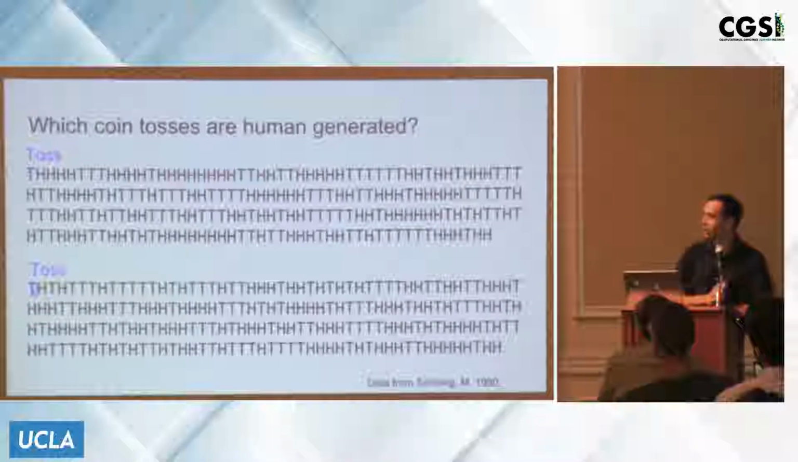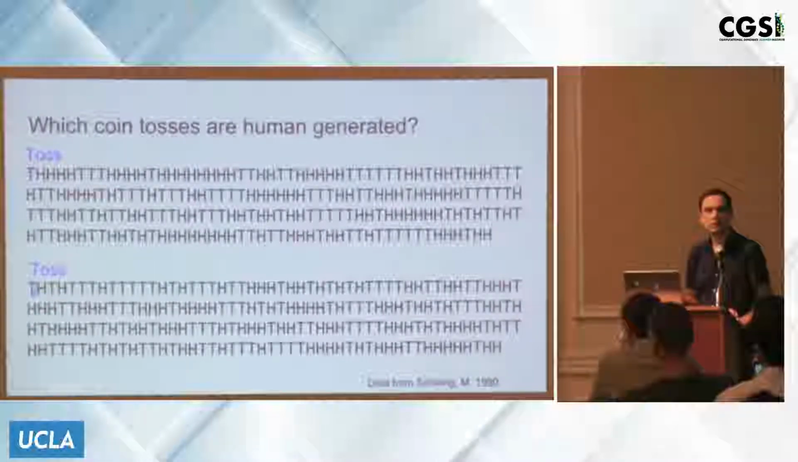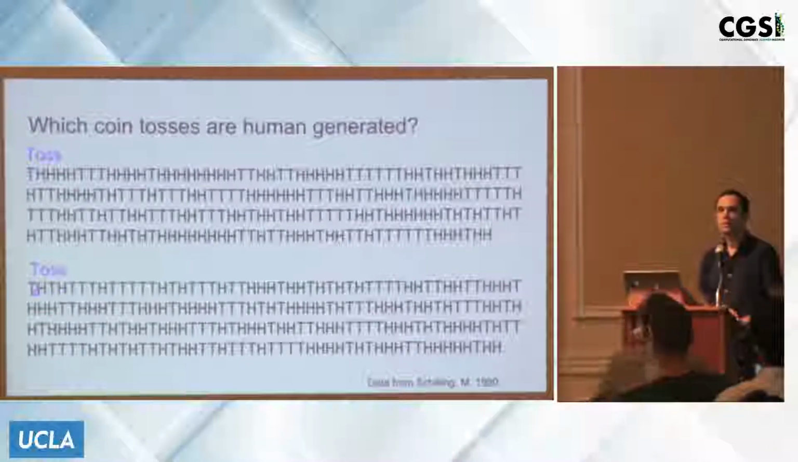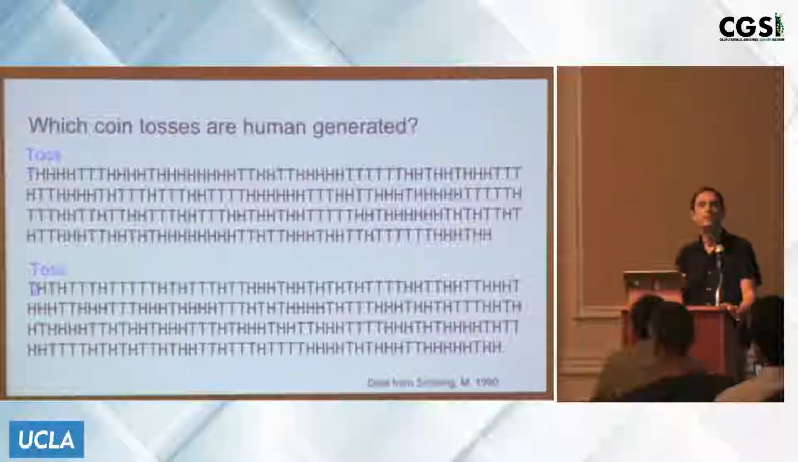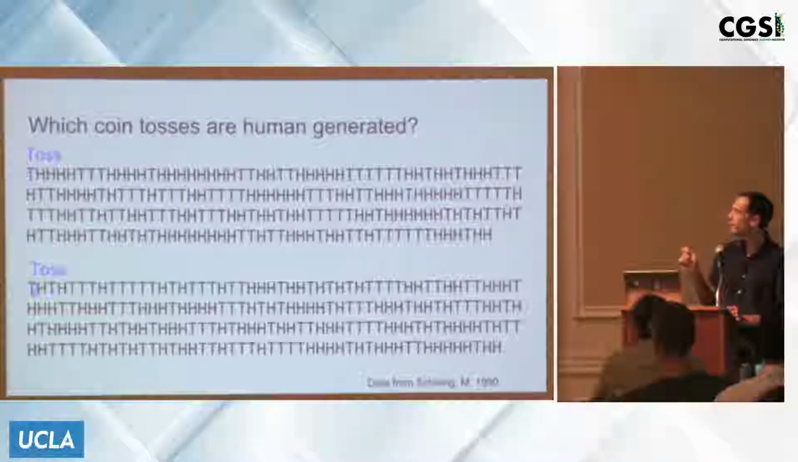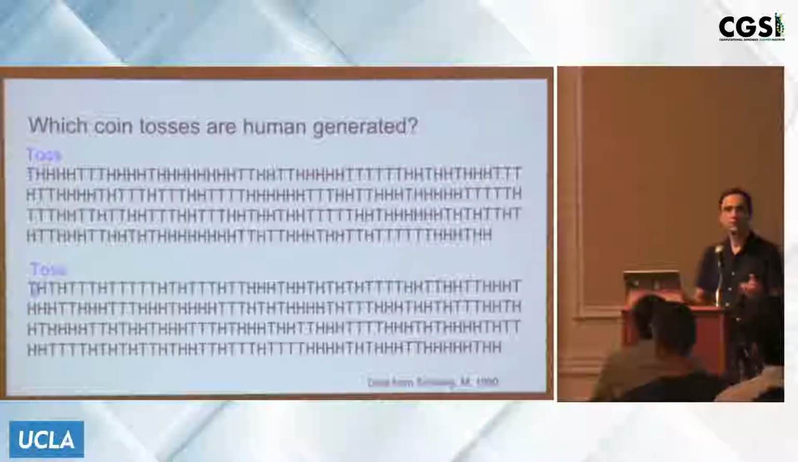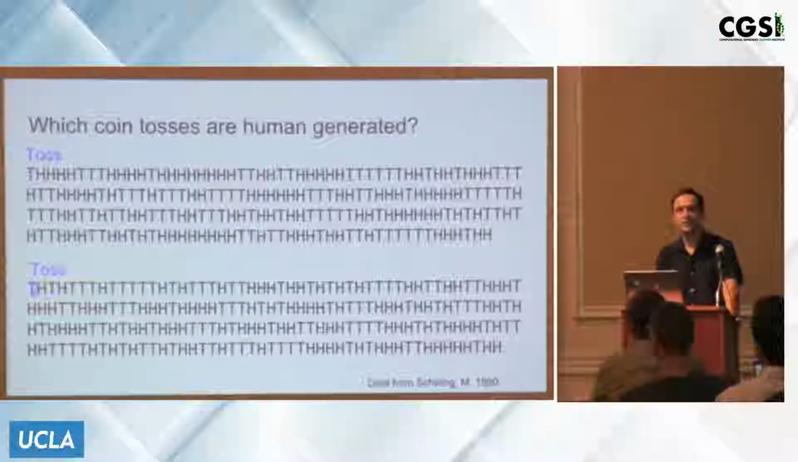So show of hands, how many people think that the first set of coin tosses is the set of tosses that are human-generated? We have 1. Not many. Okay. How about toss 2? Okay. So can anyone say why?